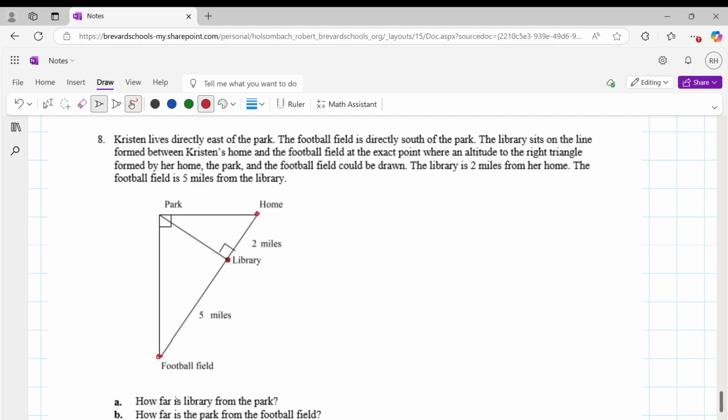Question A says, how far is library from the park? Library to the park. Isn't that an altitude drawn to a hypotenuse? Library to the park, we're going to call it A. Okay, so library to the park is equal to the geometric mean of the two segments of the hypotenuse it creates. So 5 times 2, 10, square root is 3.2. All these distances are in miles, so it's 3.2 miles.